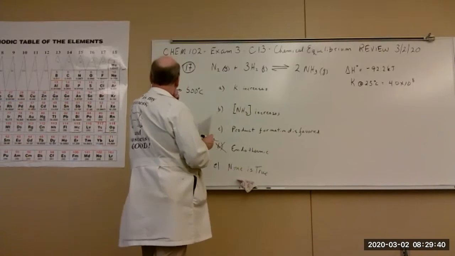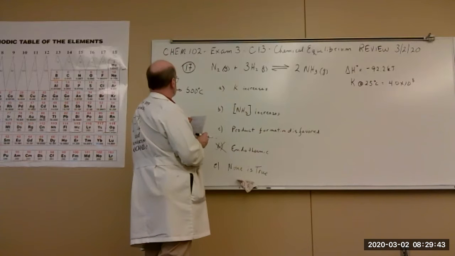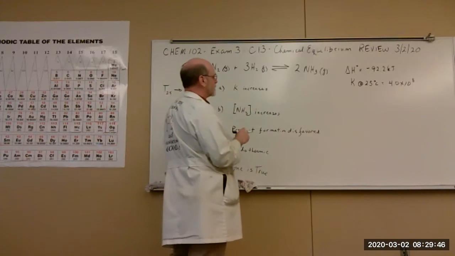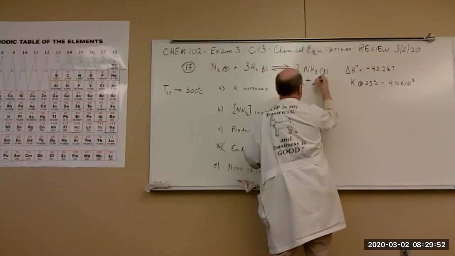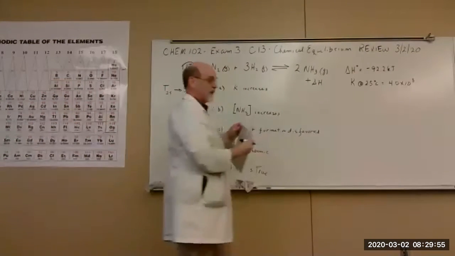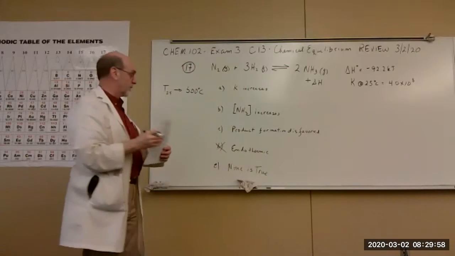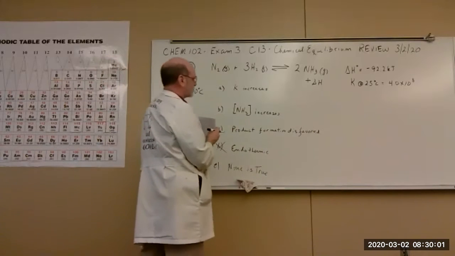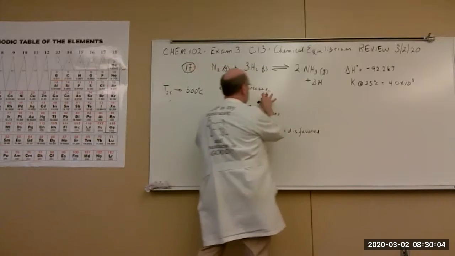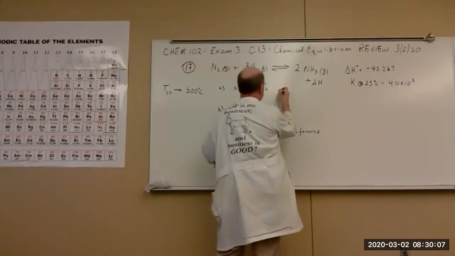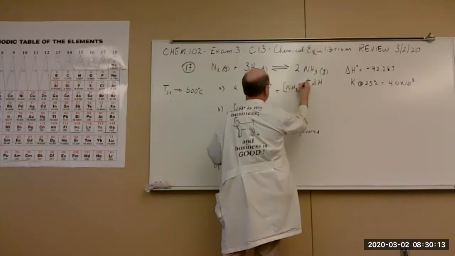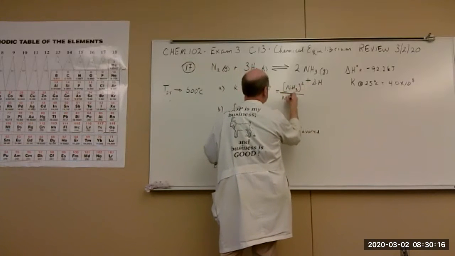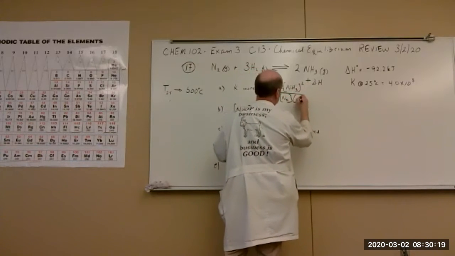Okay, as we go from, so let's put it where it needs to be. If this is exothermic, that means we have heat on this side, right? It's a product. But it's not included in the K calculation. So K then would be what? K is ammonia squared over nitrogen to the first power times hydrogen to the third power. Okay?